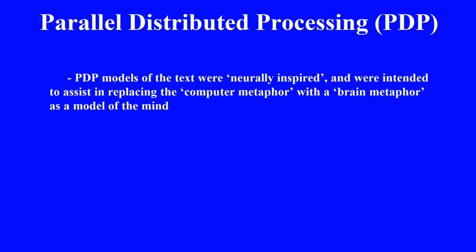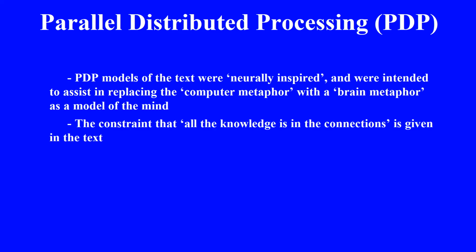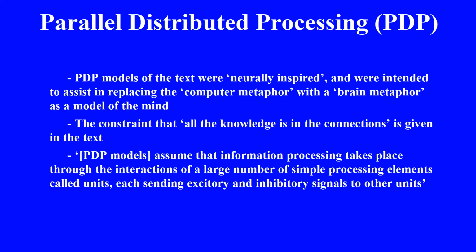The PDP models used in the text were neurally inspired, with Rumelhart and McClelland specifying a desire to replace the computer metaphor with a brain metaphor as the model of the mind. A significant way in which they sought to diverge from the computer metaphor of the mind was in emphasizing the constraint that all the knowledge is in the connections. In the book, we're told that PDP models assume that information processing takes place through the interactions of a large number of simple processing elements called units, each sending excitatory and inhibitory signals to other units.